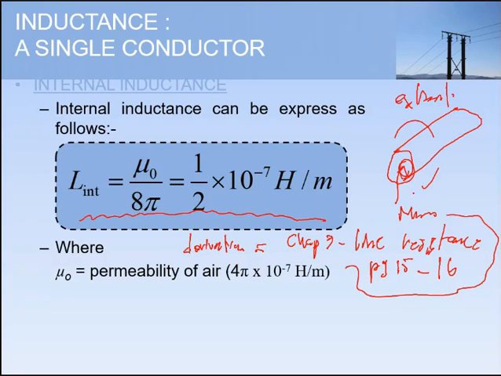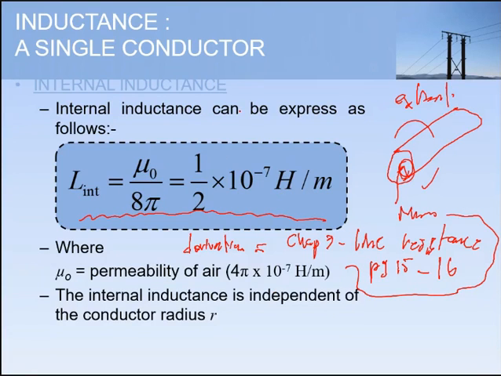This reference has the details. At last we get the internal inductance of the single conductor, which is half multiplied by 10 to the minus 7 Henry per meter, where mu 0 is the permeability of air. The internal inductance is independent of the conductor radius. That means for all conductors, in most cases the internal inductance is the same. The thickness of the cable does not influence the value of internal inductance. So this is the equation, and the value is already given.